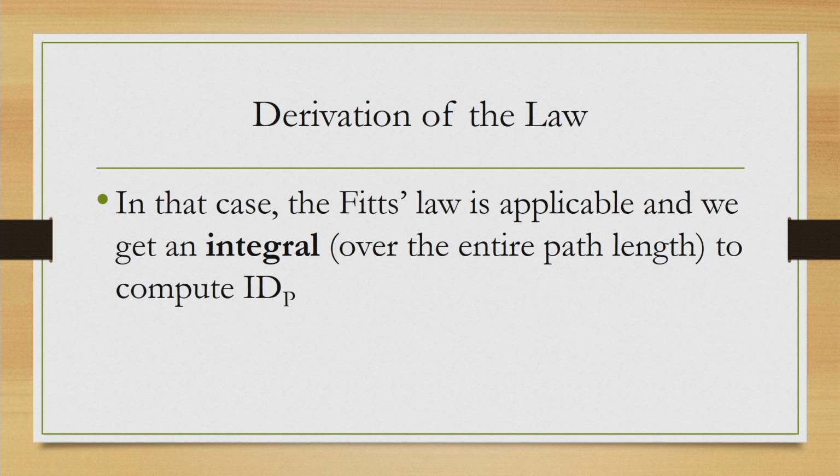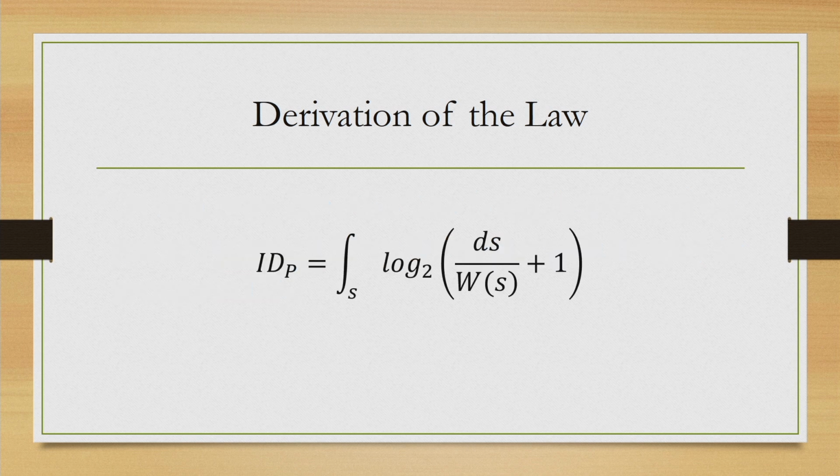In this case, we get an integral over the entire path to compute the index of difficulty for the entire path. The formulation looks something like this equation, where the IDP has the same meaning, that is the index of difficulty for the entire path, but instead of summation, now we have an integration notation over the entire path, and then we have this expression which is similar as before.